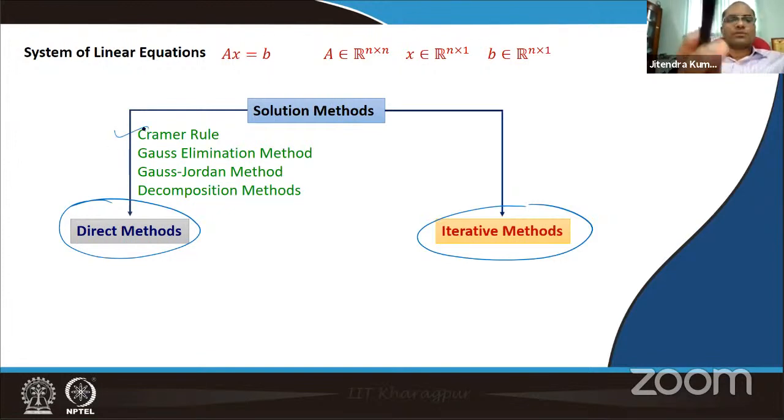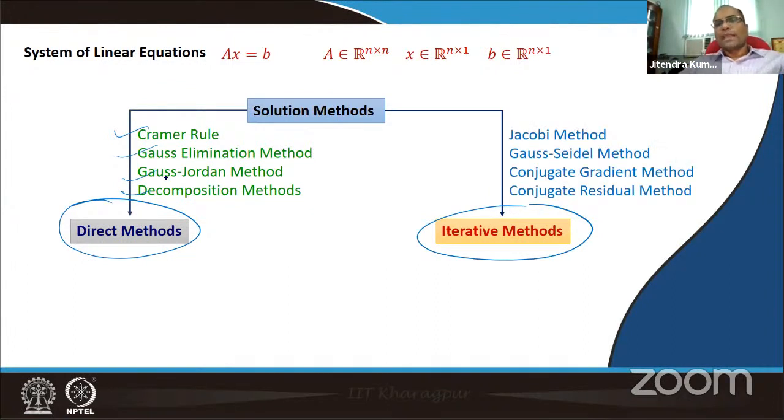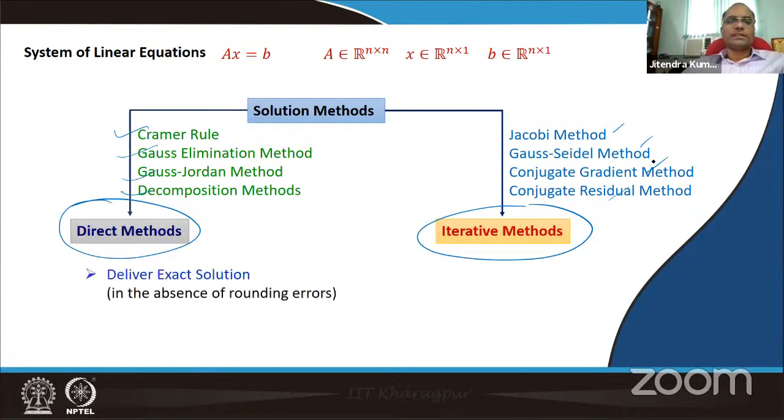We have Cramer's rule, which you already know. We have Gauss elimination, which we covered in engineering mathematics 1. We have Gauss-Jordan. We have decomposition methods. So there are many more methods which come under this category of direct methods. And for the iterative methods, we have Jacobi, Gauss-Seidel, and then the CG method, and then the conjugate residual methods, and so on. So there are many methods in this category too.